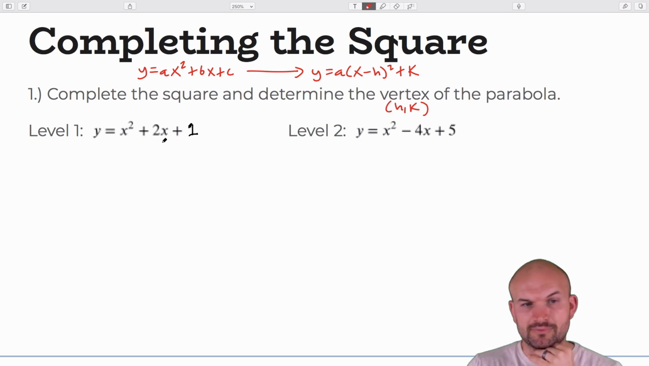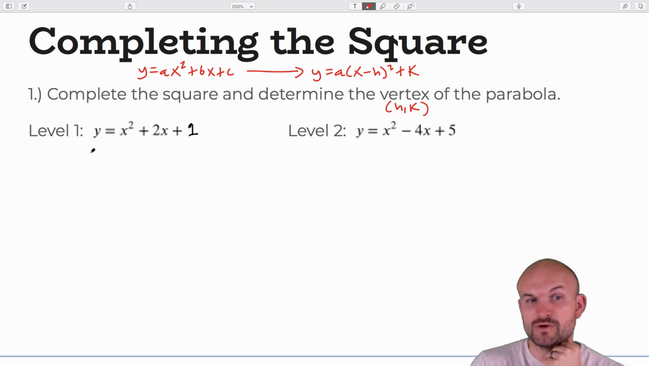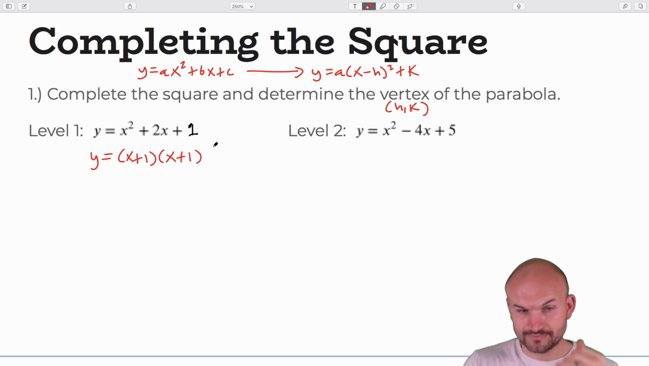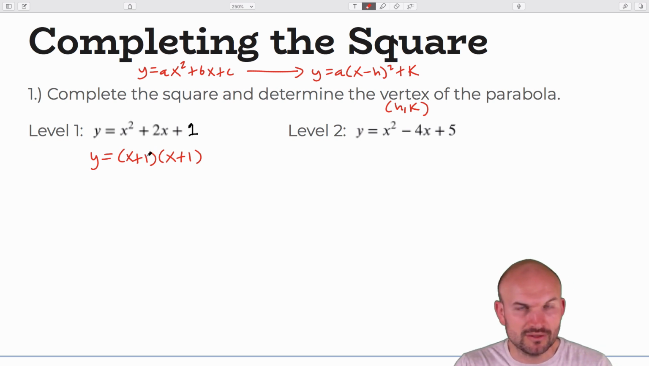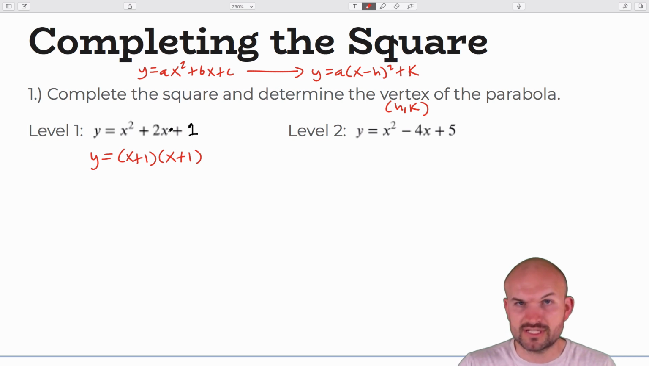Now in this first example, you can see actually we have a perfect square trinomial. Now, how do I know this is a perfect square trinomial? Well, because a perfect square trinomial is a trinomial that, when factored down, has a binomial times itself, right? x plus 1 times x plus 1 gives us x squared plus 2x plus 1. So therefore, I can rewrite this as (x plus 1) quantity squared.